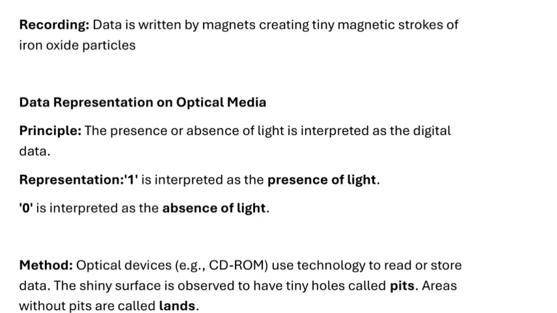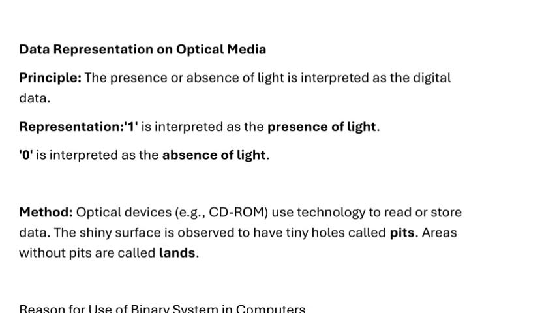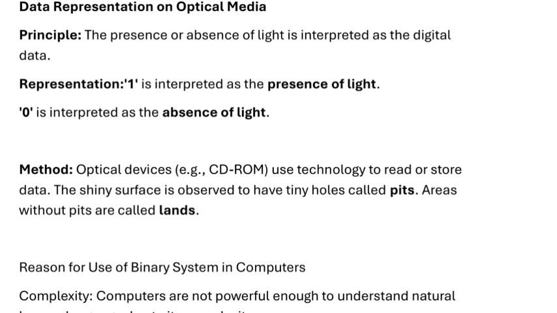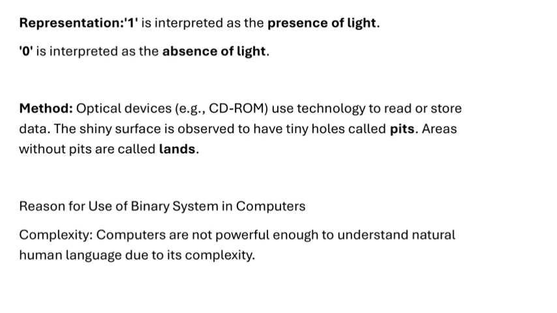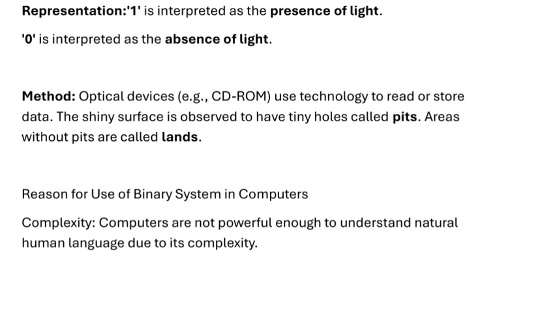Data representation on optical media, principle: the presence or absence of light is interpreted as the digital data. Representation: 1 is interpreted as the presence of light. 0 is interpreted as the absence of light. Method: optical devices, e.g., CD-ROM, use laser technology to read or store data. The shiny surface is observed to have tiny holes called pits. Areas without pits are called lands.